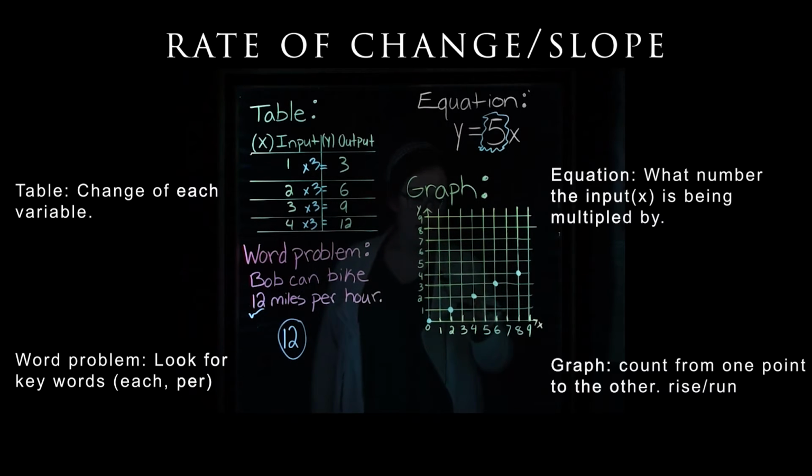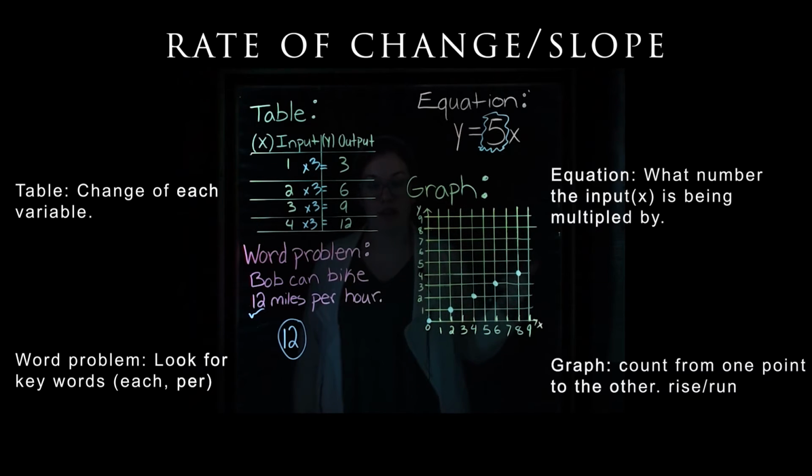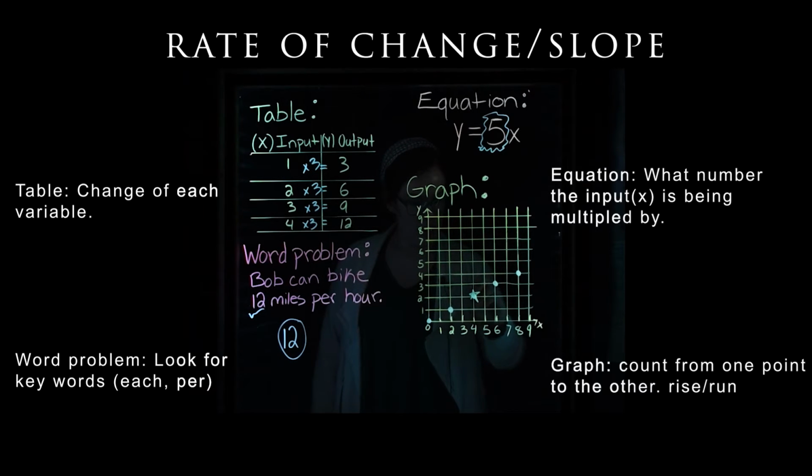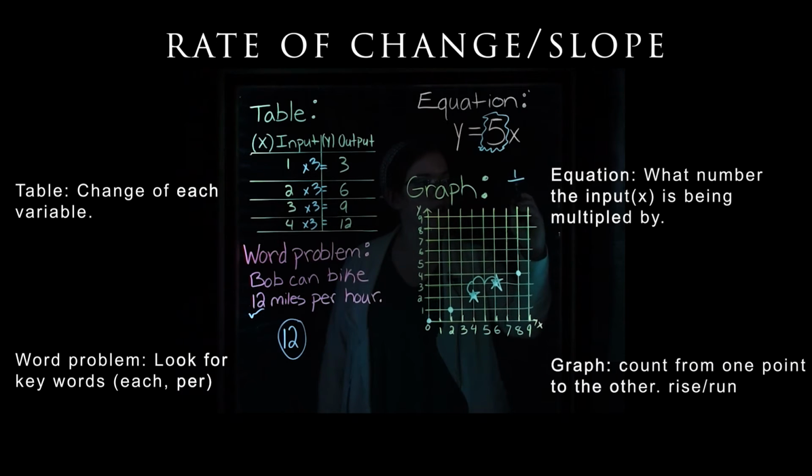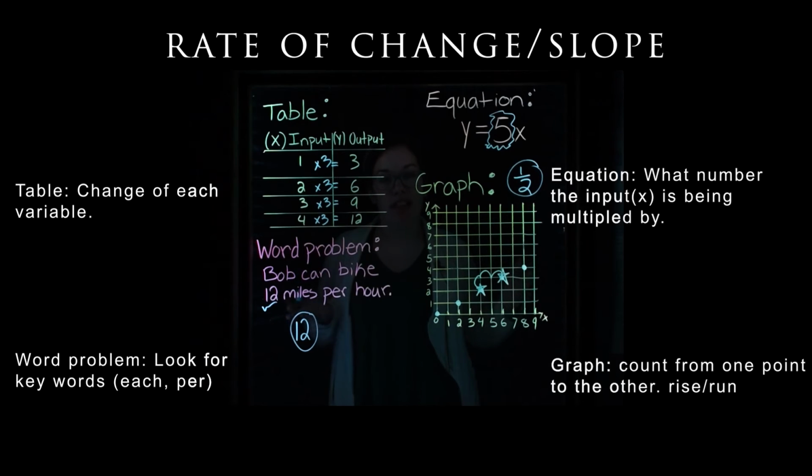Now on a graph, I'm just going to count up and over, or rise and run, from one point to the other. It doesn't really matter which points you pick. I'm going to go ahead and pick this one and this one. So I count up 1 and over 2. So I know my rate of change is up 1, over 2. Just quickly looked at how to identify the slope, rate of change, unit rate in each of these problems.